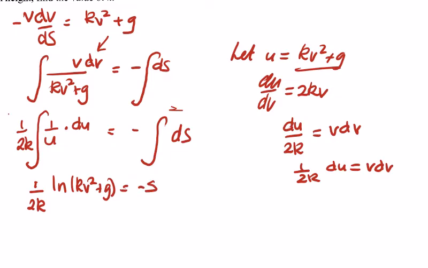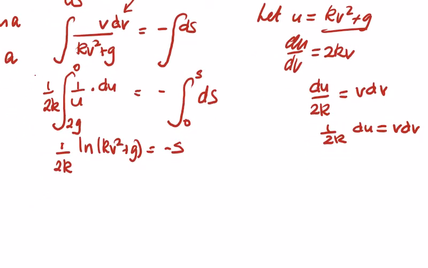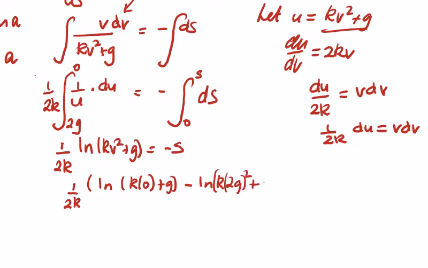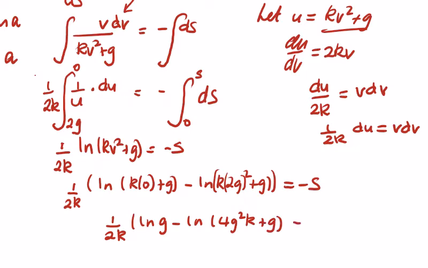I didn't put my bounds in. It started at 2g. Max height, so v is 0. So my s is 0. So what am I going to put 0 in? I'm going to get 1 over 2k times the natural log of k, putting 0 in first, so I'm going to get k by 0 squared plus g, then minus the natural log of putting 2g in, I'm going to get k by 2g squared plus g equals minus s. So we are going to get 1 over 2k by the natural log of g minus the natural log of 4g squared k plus g equals minus s.